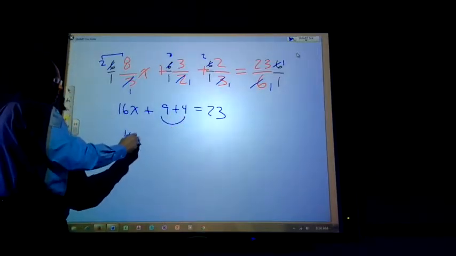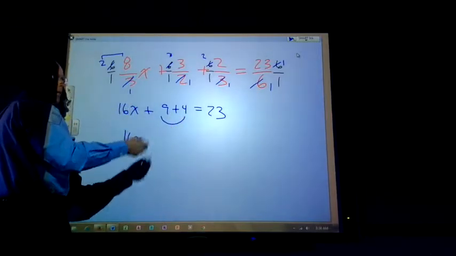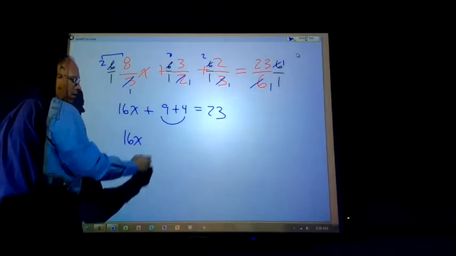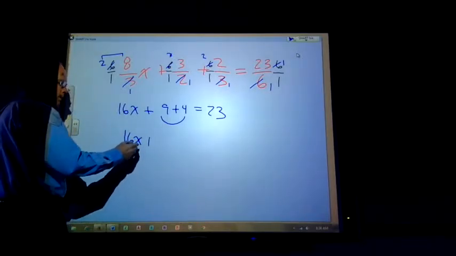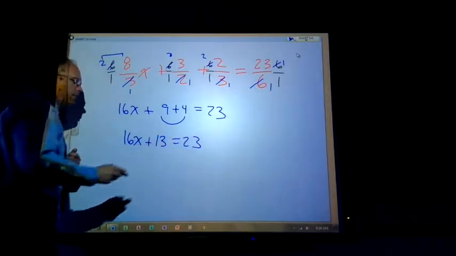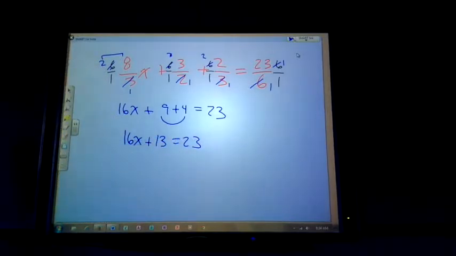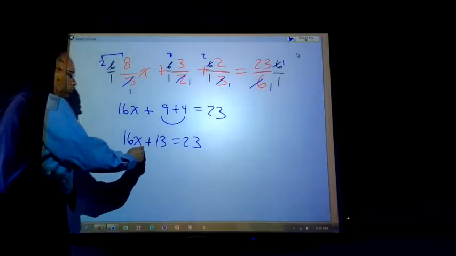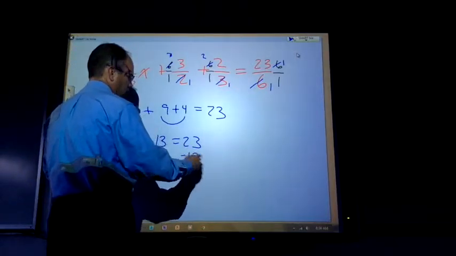How do I know they're like terms? They're the same. They don't have an x or anything else with them. So, plus 13 equals 23. Still with me? Now I'm ready to start solving for x. So what should I do to both sides? Subtract 13.